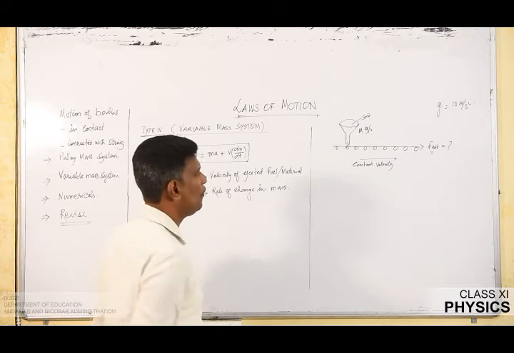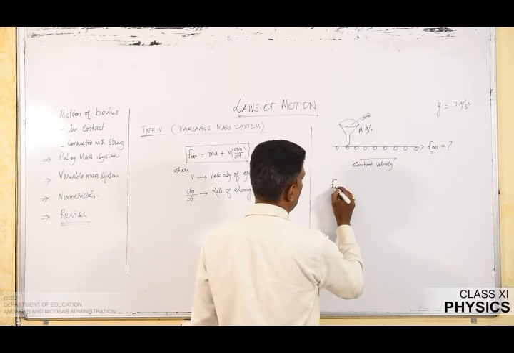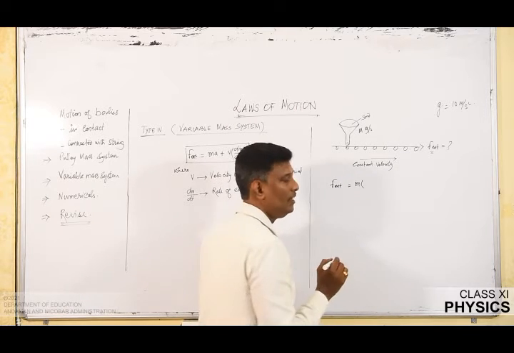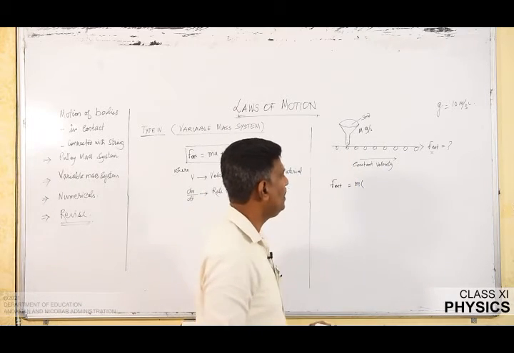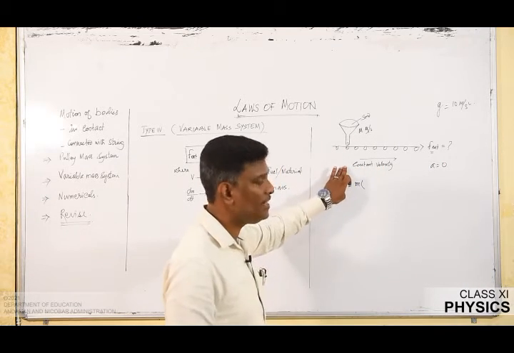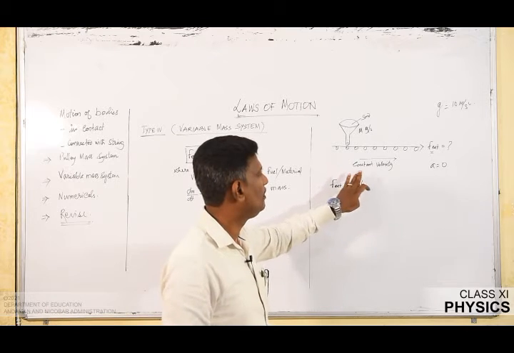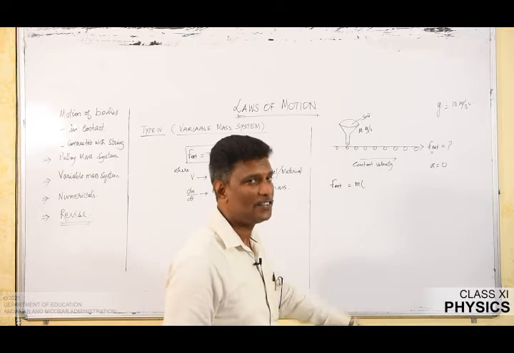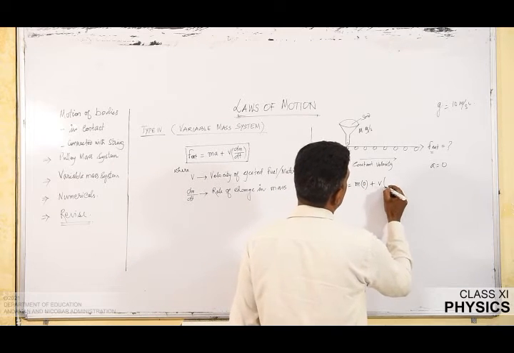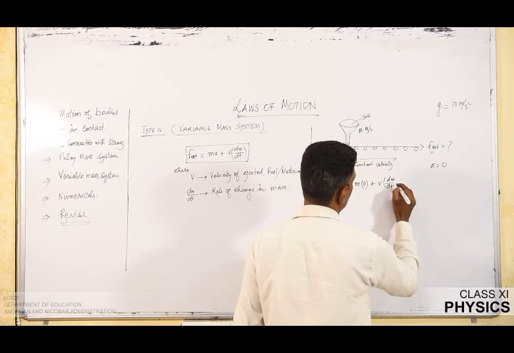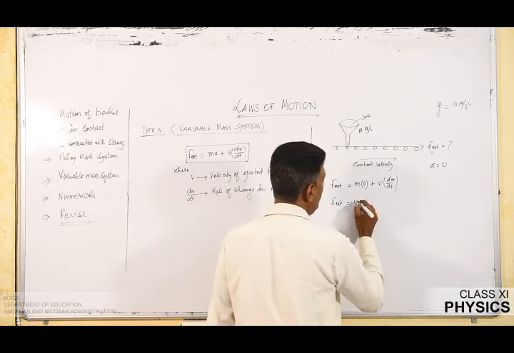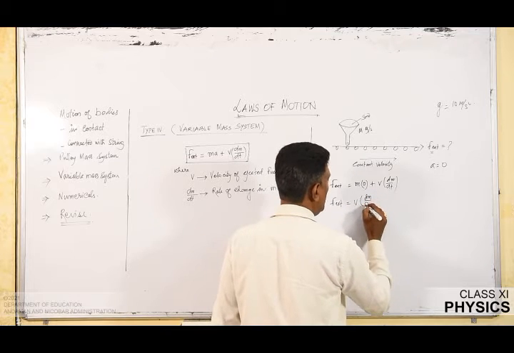So, making use of this formula, F external is equal to M into A. What will be A here? A is equal to 0. Why? The conveyor belt is moving with constant velocity. If the velocity is not changing, obviously acceleration will be 0. 0 plus V dm by dt. So, F external is equal to V into dm by dt.